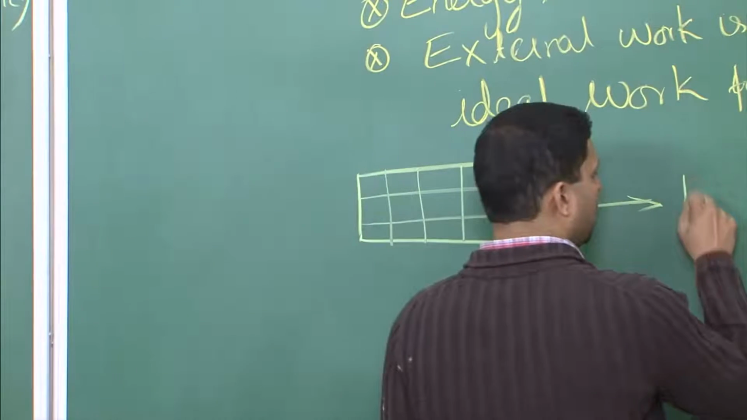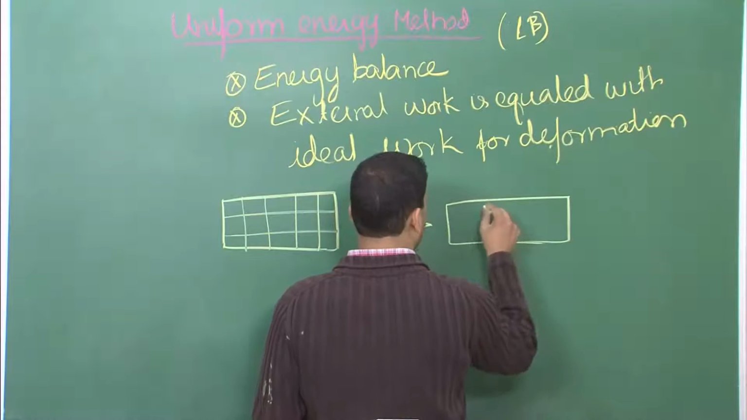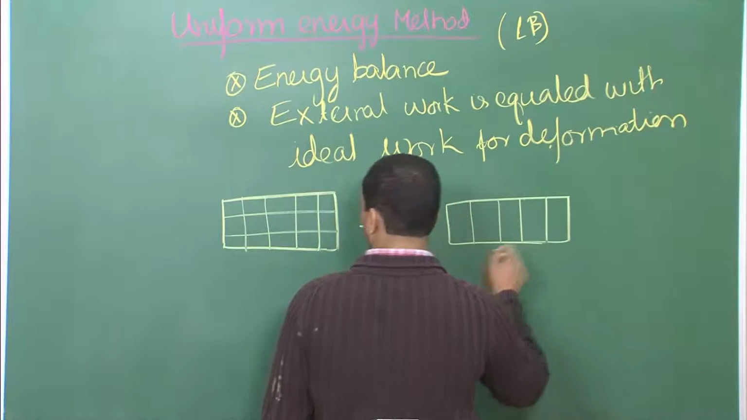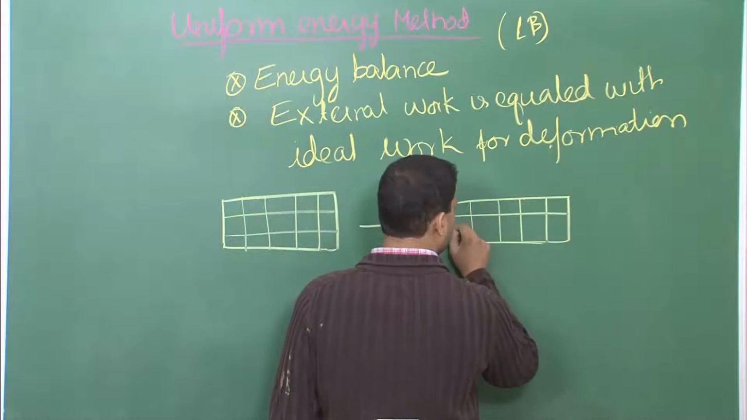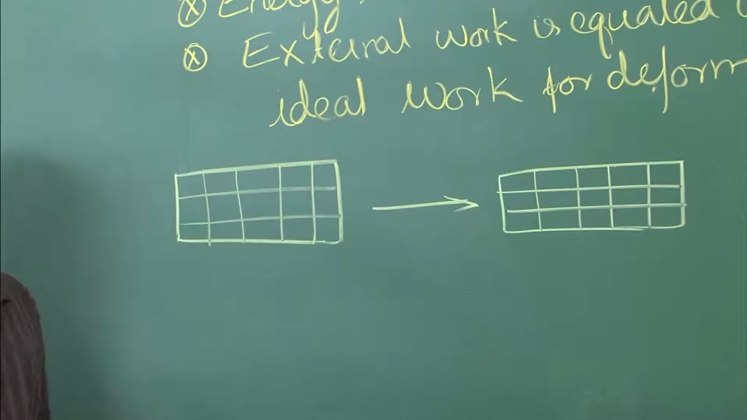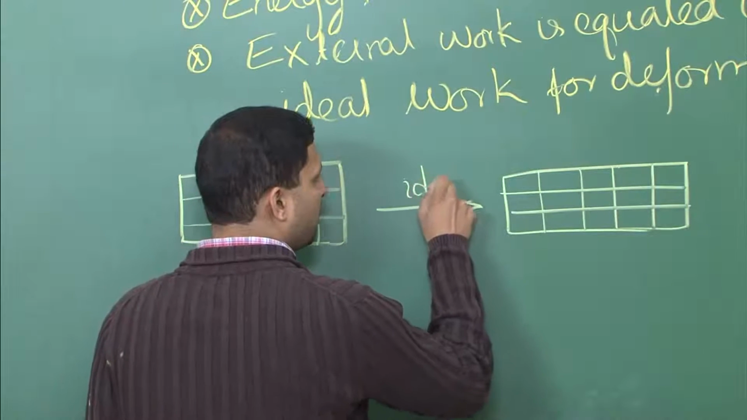So, after deformation, the 4 lines should remain 4 lines and the 2 lines should remain 2 lines, only they are closer and the vertical lines are now further apart. So, this is the deformation that I want. So, this would be ideal work.